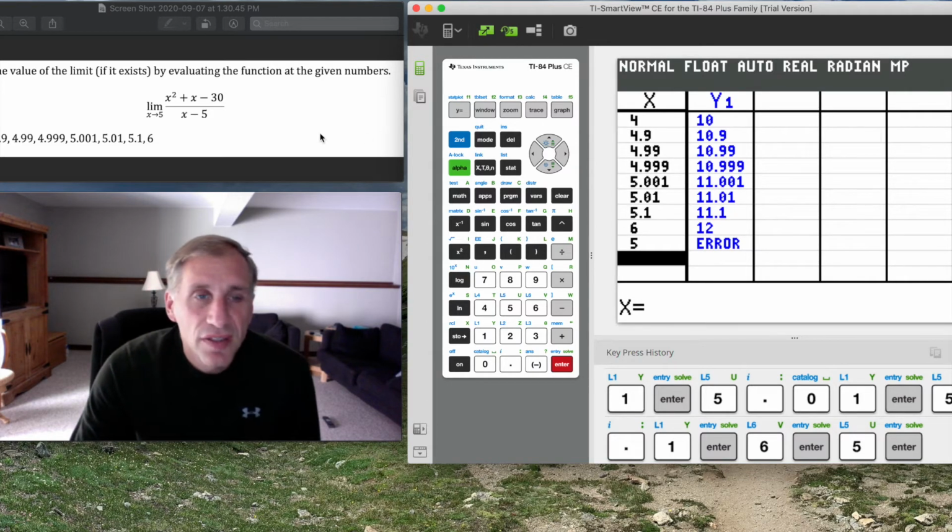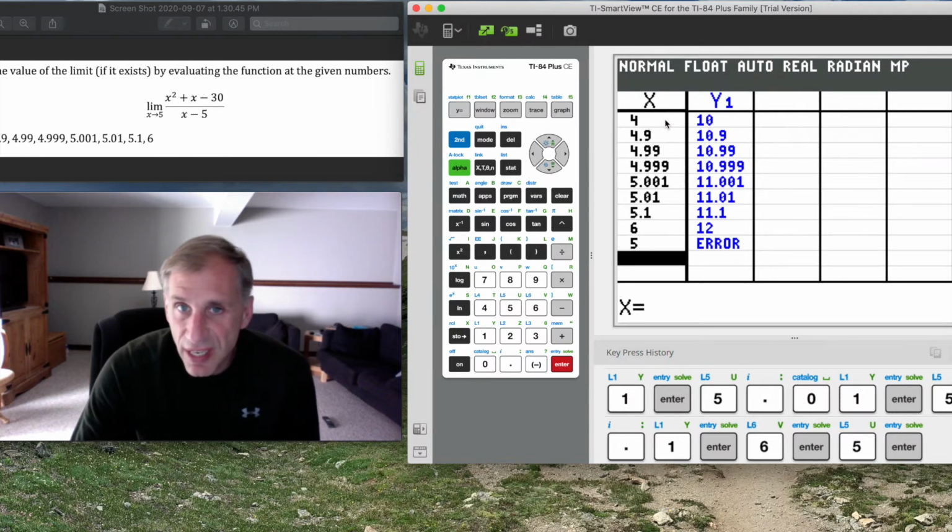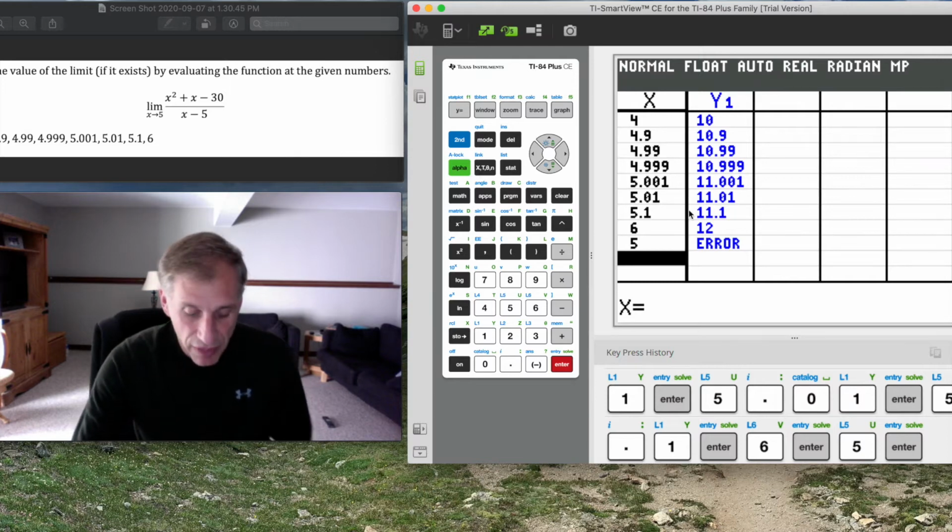So the limit is the value that the function is approaching as x gets closer to 5. So as you see here, as we get closer to 5 from below 5, the y values are increasing and they look like they're getting close to 11. As we approach from the other side, the same thing seems to happen, except we're closing in from 12 down. It would be safe to make a guess that the limit here as x approaches 5 would be equal to 11 because it seems like that's where the values are going.